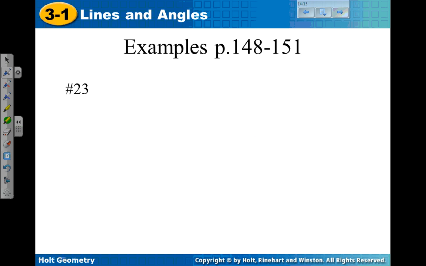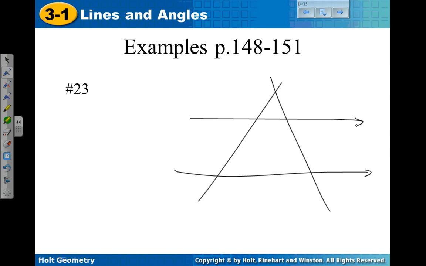Number 23 is the next one. So we have a different picture here. I'm going to sketch this one real quickly. We have these two lines intersecting, and these two lines intersecting. And this one's L, this one's M. Some arrows on the end here. You guys are much neater than I am. We've got angle 1 up here, angle 2, here's angle 3, 4, and 5. And I want to identify the transversal and classify each angle pair.